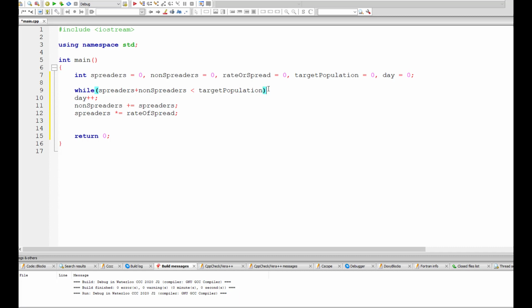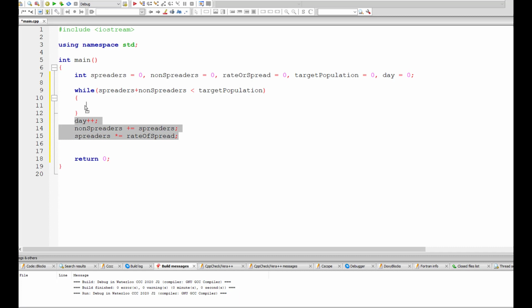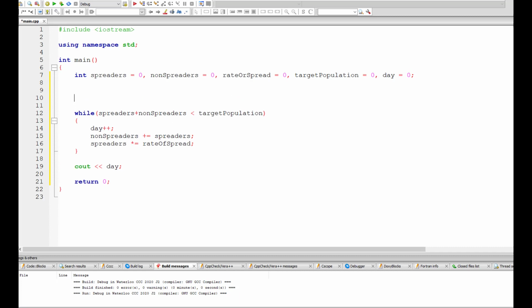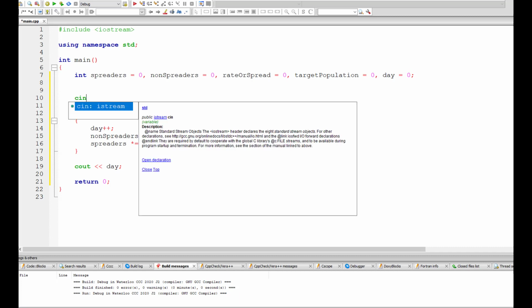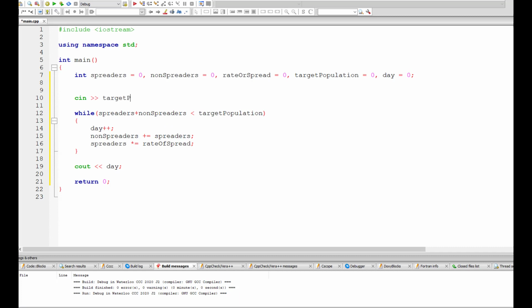All right, so as long as there are fewer people than the target number, then we're just going to keep on going and seeing how much this disease spreads. Then after that, the while loop should end, and we should just see out the day, to say how many days would pass. Now before we do this, it's going to go on forever because everything will be 0. So we need 3 inputs. So we're going to say cin the target population. That's as per the question.